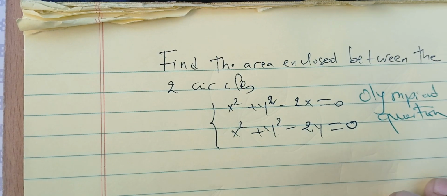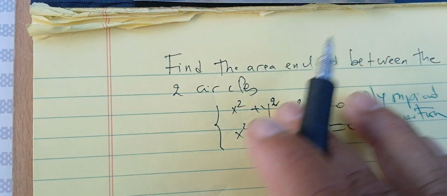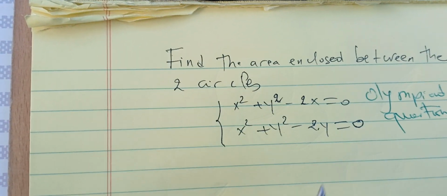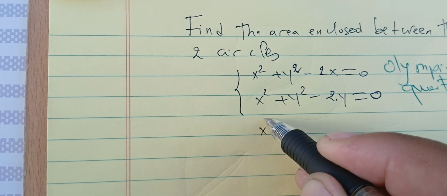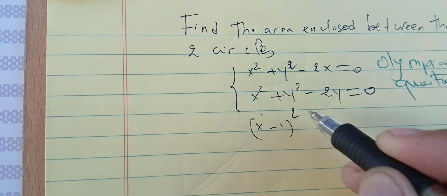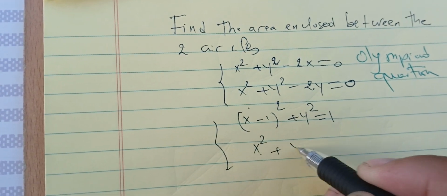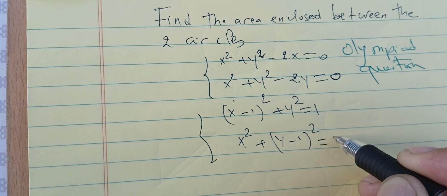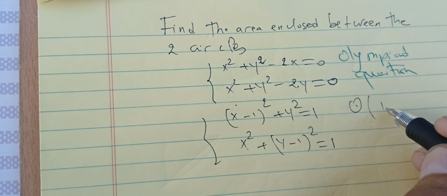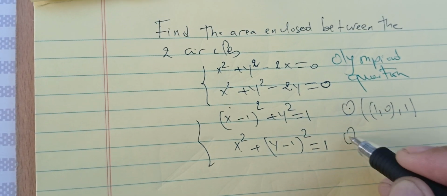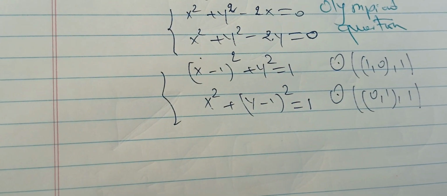The first thing we can do is find the centers and the radii of the circles. The first one we can write as (x minus 1) squared plus y squared equals 1, and the second as x squared plus (y minus 1) squared equals 1. Therefore our first circle is centered at (1, 0) with radius 1, and the second is centered at (0, 1) with radius 1.